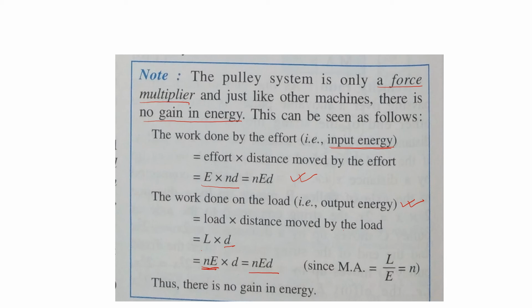From where we have got, because MA is equal to L by E, and that is nothing but N. So from there, L is equal to NE. So I can write here, L is equal to NE, is equal to NED.